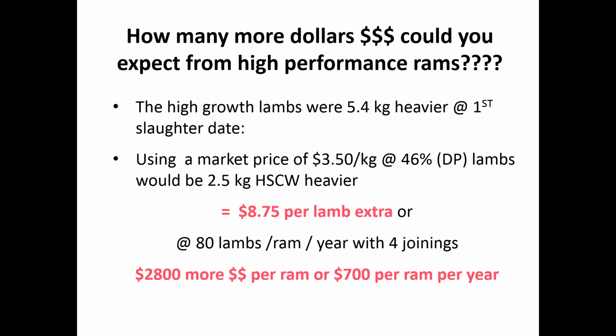And you'll see down that slide there the price per kilo when the trial was done was $3.50, and it's probably at least $4.50 now, maybe even higher. And so that $700 per ram per year is something more like $1,000 in today's market place. And that's not total, that's extra. So this is about making serious money. It's not just a feel-good process.